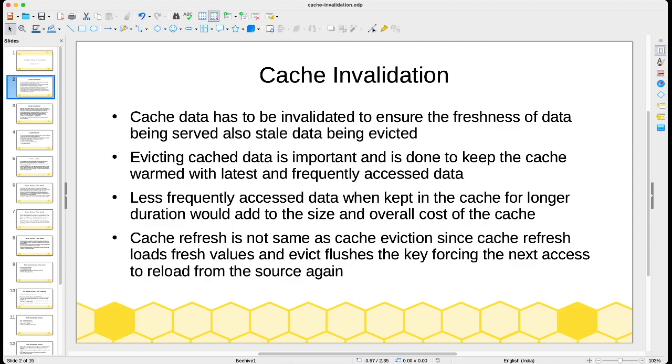Cache eviction can happen in the background by the caching system itself. There is no manual process required, but cache refresh could happen via a background process, or we can write code to ensure the cache is refreshed. These are two different things, and we want to understand that as well.